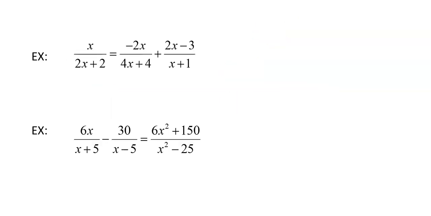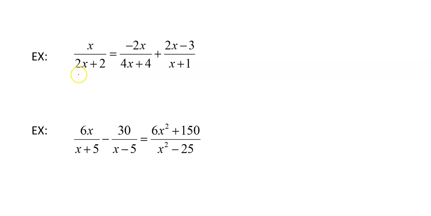All right, what do I do when I've got a problem like the first one up there? An x over 2x plus 2, I got a 4x plus 4, and I got an x plus 1. Am I really going to have to multiply both sides by 3 different binomials to clear out those fractions? Well, let's try a little factoring here.